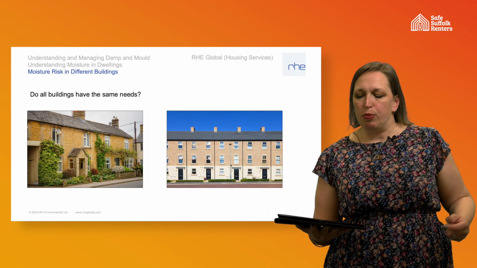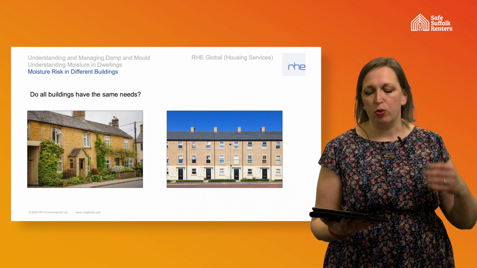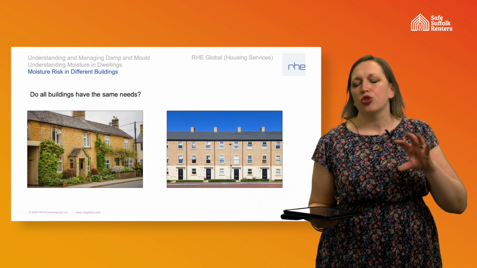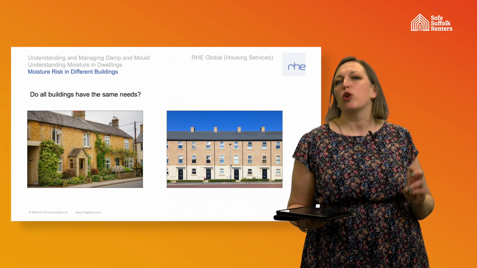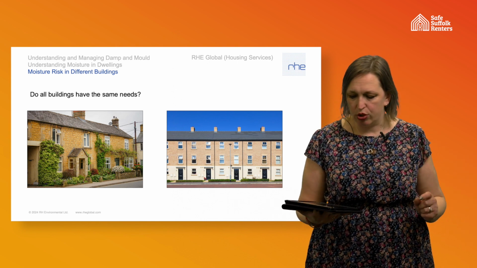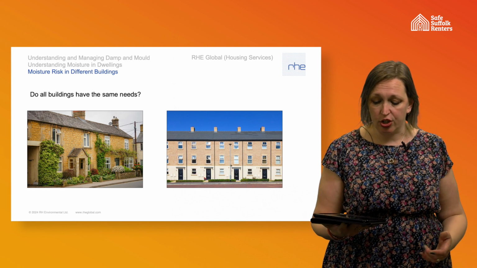So a traditional building, we're talking about anything really pre-1919. We're talking about solid wall properties built with traditional techniques with natural materials. In those traditional type buildings, they're built to be what we call vapour permeable. So moisture is able to leave through the building structure. And they're designed to have high levels of natural background ventilation.